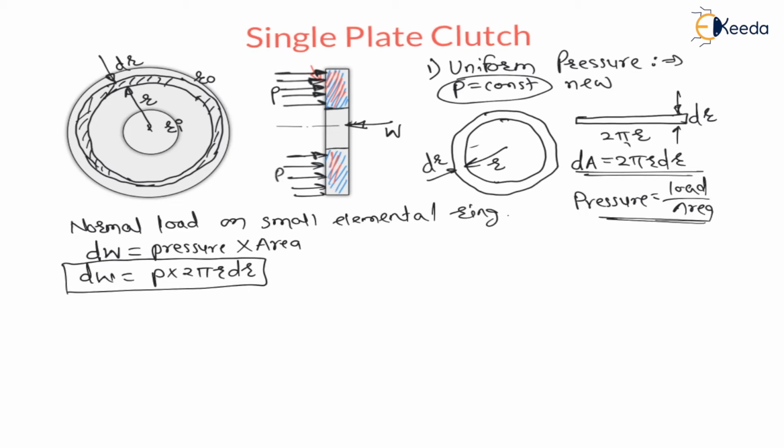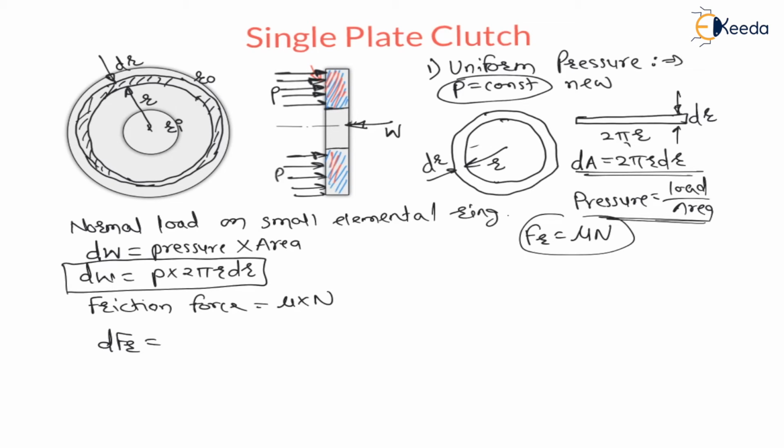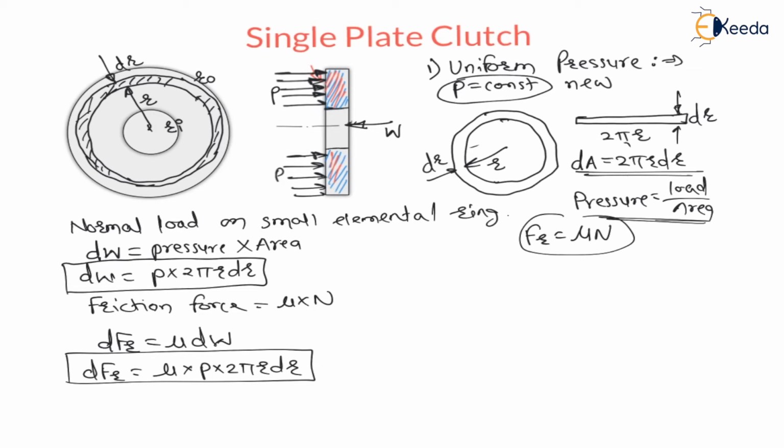Now what is friction force? Friction force is nothing but mu times normal load. Friction force is equal to mu times normal reaction, right? Therefore, for this very small elemental ring, very small friction force dF will be equal to mu times very small normal load dW, which is mu P 2 pi r dr, right? This is the friction force acting on the ring.